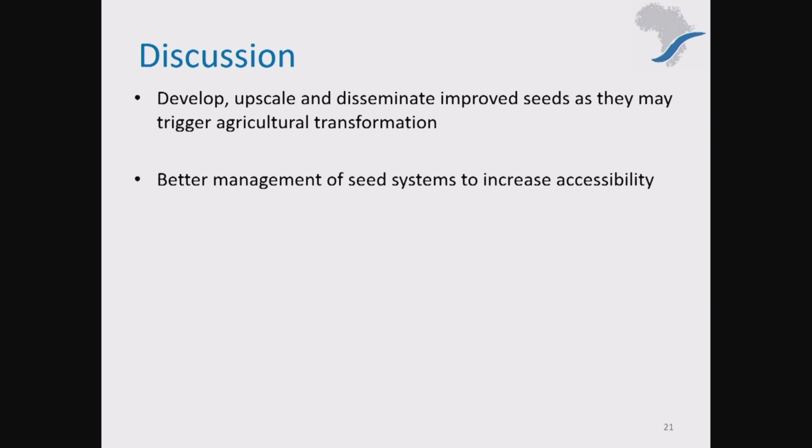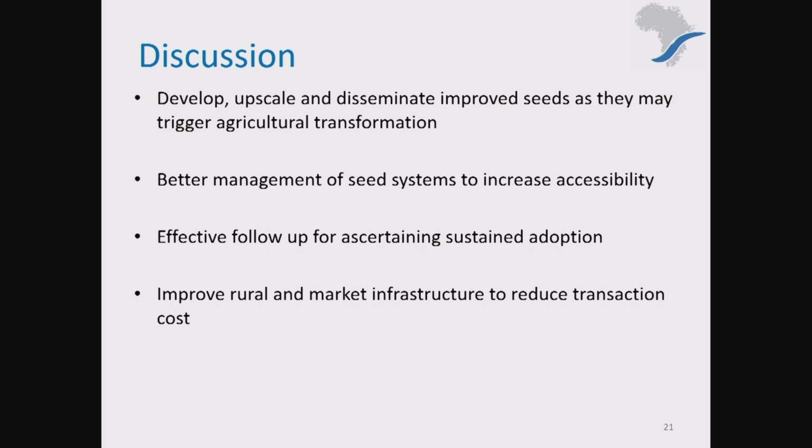And just a discussion of the results, we push that there should be the upscaling, the development, and the dissemination of improved crop varieties, as they have the probability to trigger agricultural transformation, that is, take smallholder farmers from low productivity to high productivity market-oriented agriculture. But in order for us to achieve this, it is important that we look into the seed systems. So the seed systems are not perfect. Farmers have to buy some of these improved seeds, and very poor smallholder farmers in Africa are not able to buy these seeds.